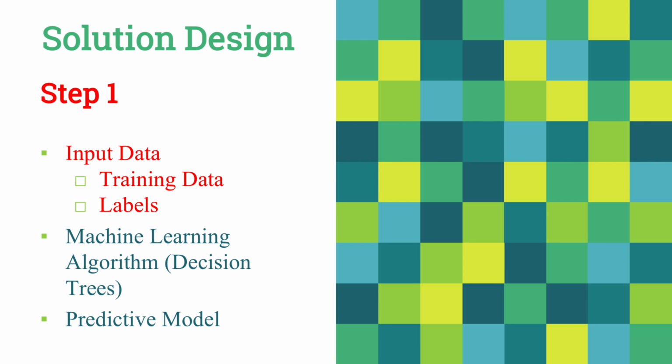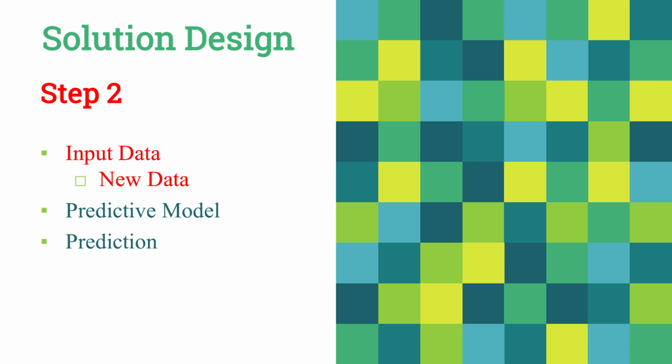We take the training data, which is the examples and the corresponding class for each example, and the machine learning algorithm, and we build the predictive model. Step 2. We are going to use the remaining data that we didn't use to build the model. We will call this the testing data and give it to the predictive model that we just built, but without the class labels. And the model will predict the class label for us.